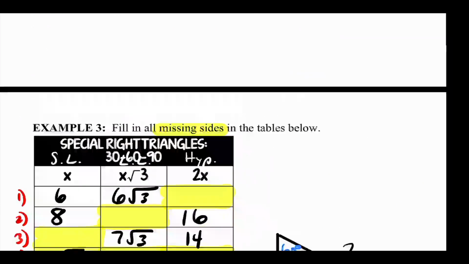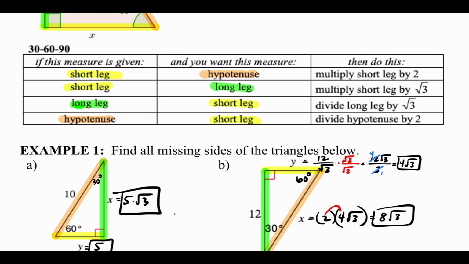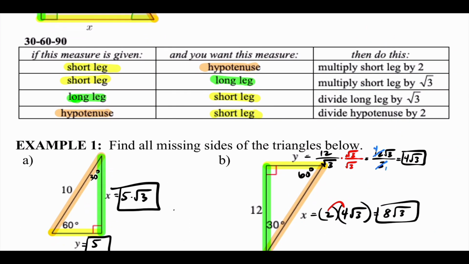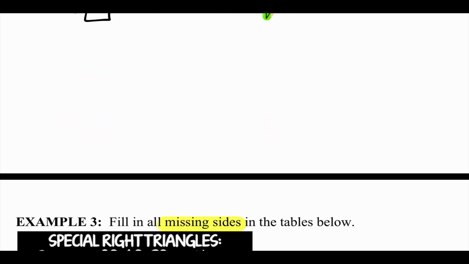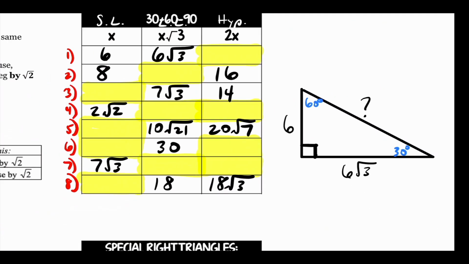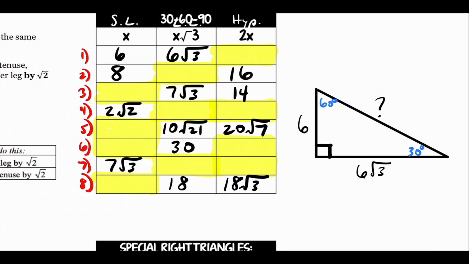So let me go to my cheat sheet table. I want the hypotenuse. That's what I want, right? Right here. So that means I'm going to take the short leg and multiply it times 2. The short leg is 6. So 6 times 2 is 12.